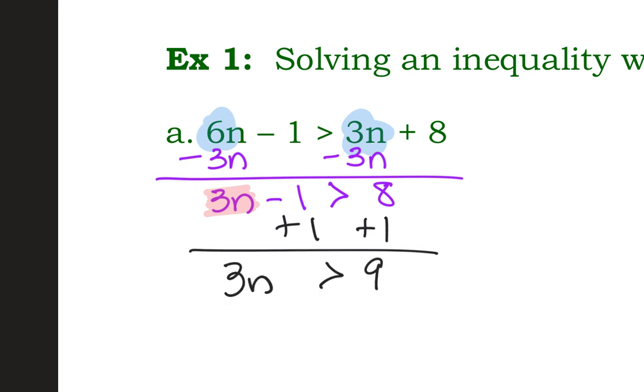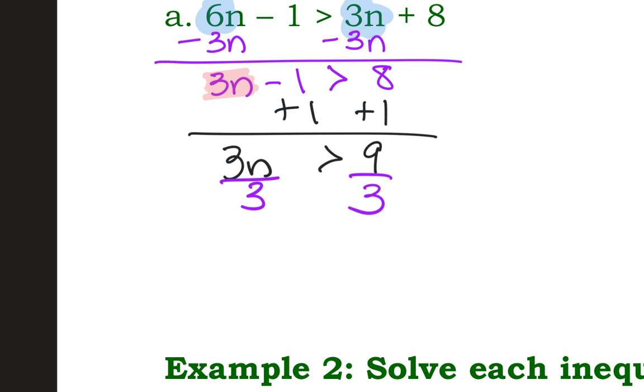What should be our last step? Divide by 3. Good. So let's divide both sides by 3. So here we're going to say that n is greater than what? 3. Good. And before you decide that's your answer, you're going to ask yourself, did I divide by a negative? So then that stays the way it is. You're only going to double check that last step, okay? All right. Let's try the next one.